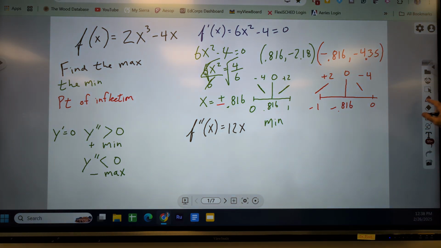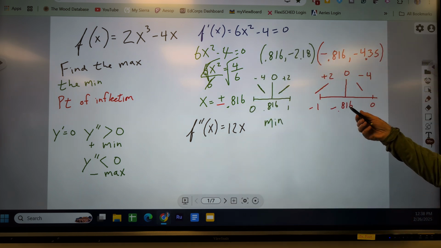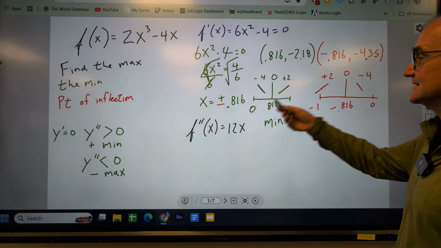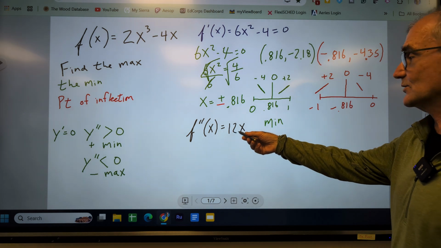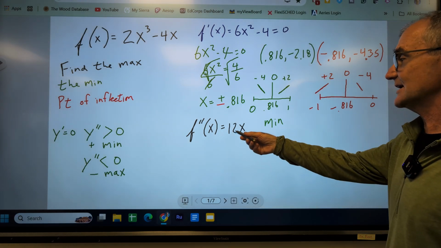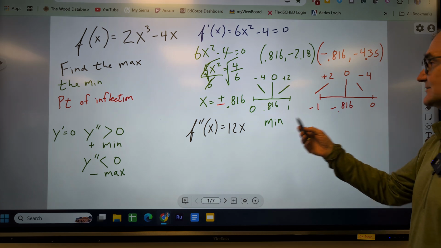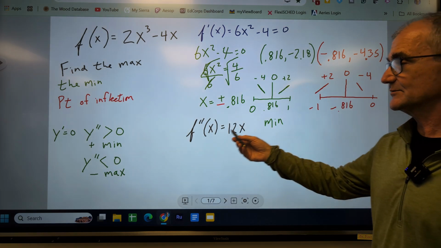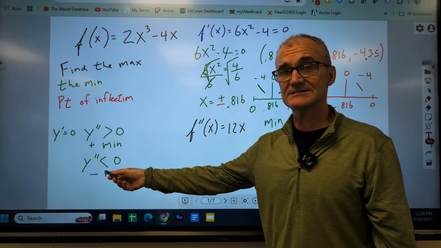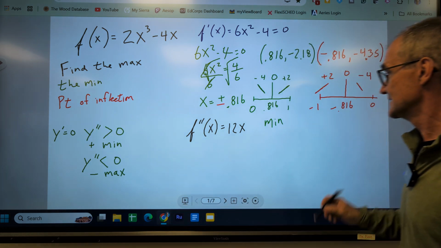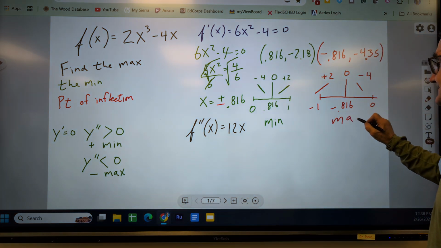Then now let's take this value right here. Our other coordinate is negative. I take that negative 0.8, multiply by 12. That's going to give me a negative value, right? I don't actually care what the value is. I just want to know positive or negative. But negative 0.8 times 12 will be less than 0. It'll be a negative output, so this will be a max.